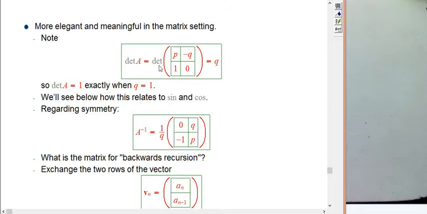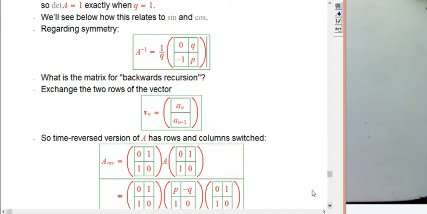So A inverse, it's not hard to take the inverse of this matrix, 1 over q, of course that's the determinant. These guys switch places, these guys switch signs, okay? That's what happens if I invert the process, if I look at how V_n is created from V_{n+1}. Okay. But what if I just try to naively reverse the order of the sequence?